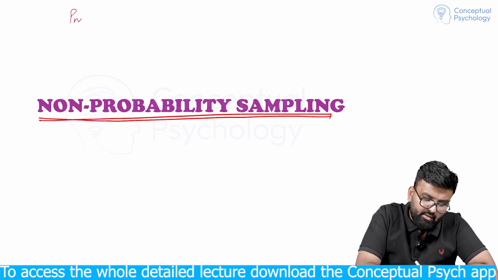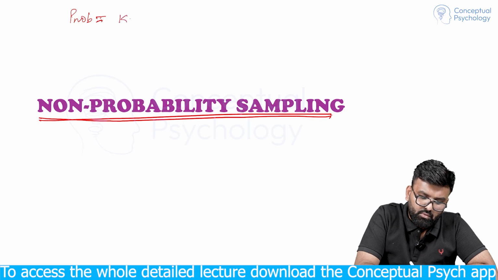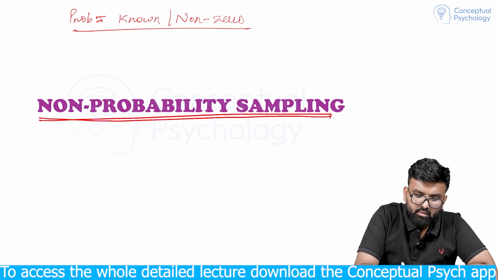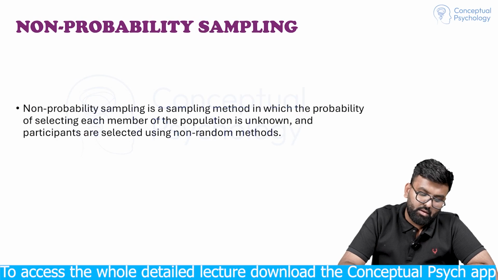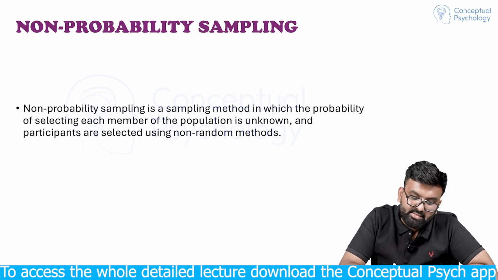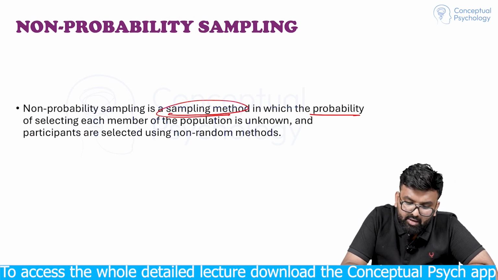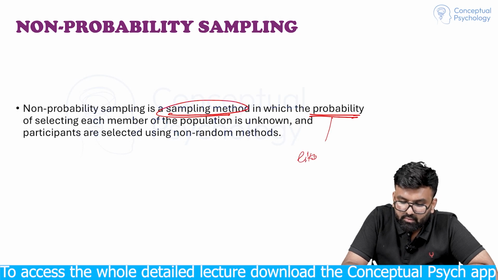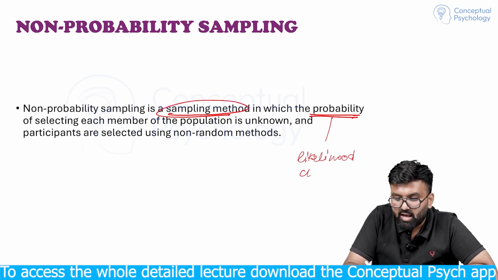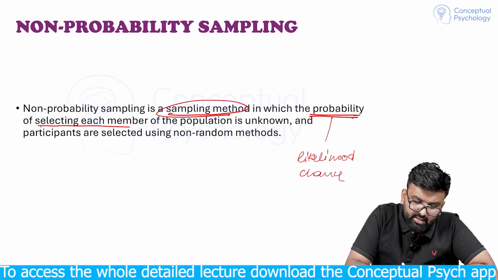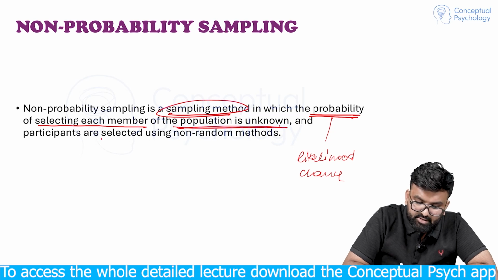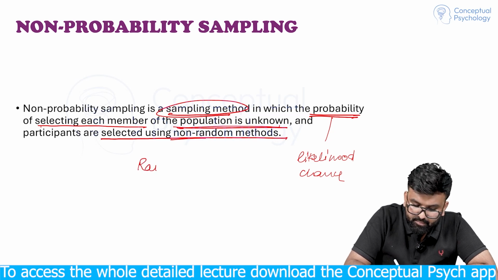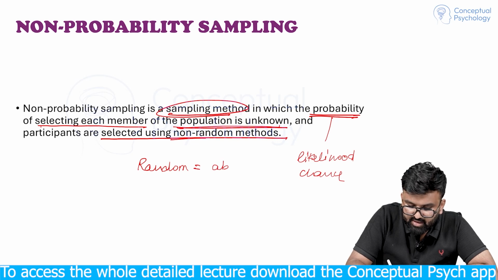हमने probability में पढ़ा कि we have known and non-zero. Now let's see what's there in non-probability sampling. In non-probability sampling, it's a sampling method in which the probability, meaning likelihood, या फिर जिसे हम chance कह रहे हैं, chance for selecting each member of the population is unknown. And participants are selected using non-random technique. Random क्या था? Random was absence of any particular pattern.